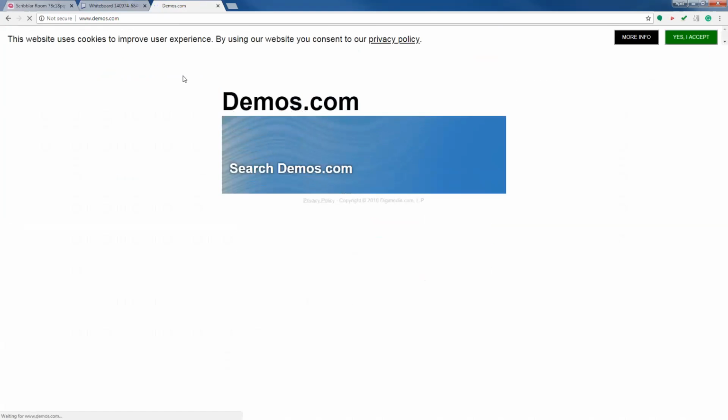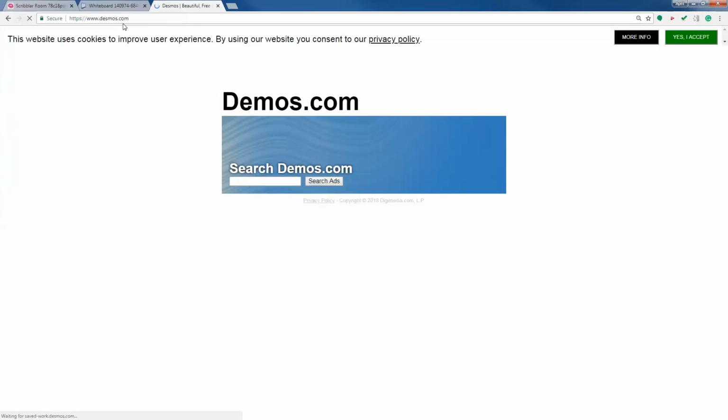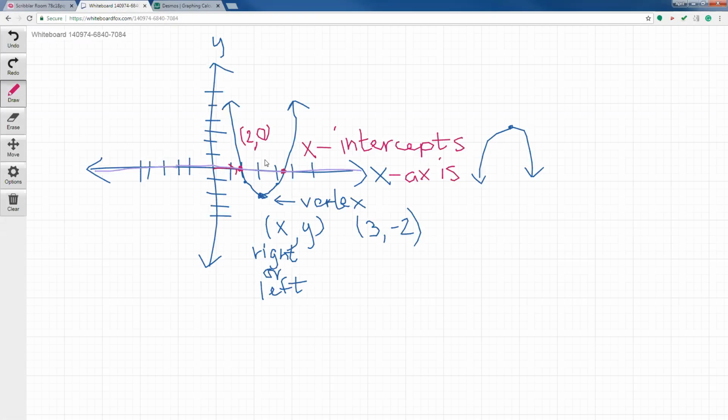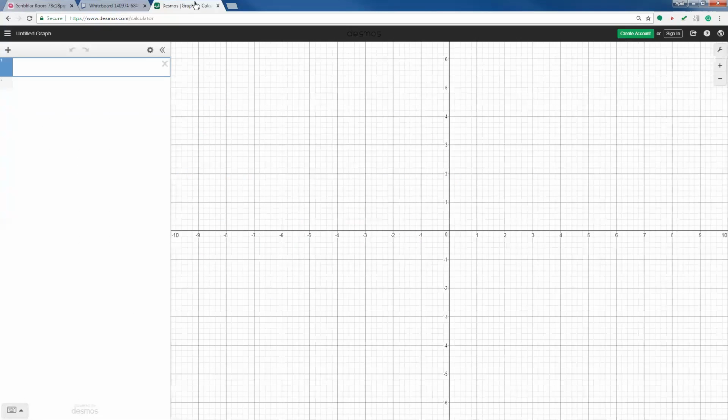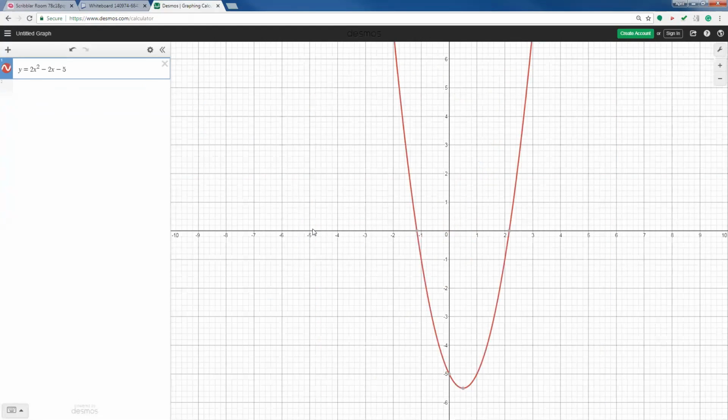A good online graphing calculator is Desmos.com. The graph I was drawing, I didn't give an equation for. I was just trying to talk about the parts of it. If I have a quadratic function, which is not going to match the one I drew because I'm just making this up, let's make it lower so it has an x-intercept. Oops, too low.